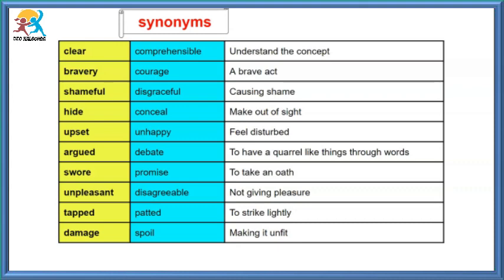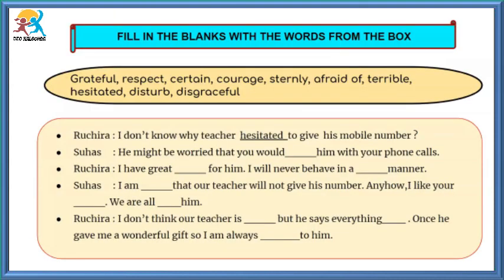Swore. Swore means promise. Promise is the word in your textbook, to take an oath. Unpleasant means disagreeable, not giving pleasure. Tapped means pat, to strike lightly. Damage means getting spoiled, making it unfit. Don't damage the things means don't make it unfit or useless. These are the synonyms. This is the first exercise in your textbook. Coming to the second exercise.